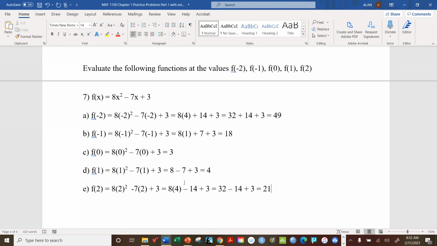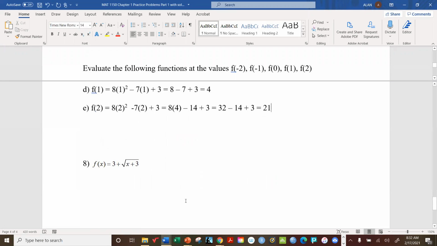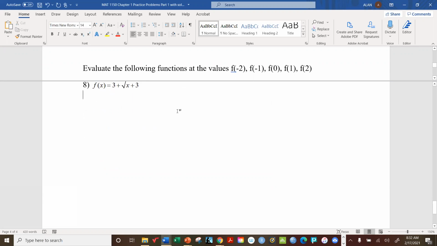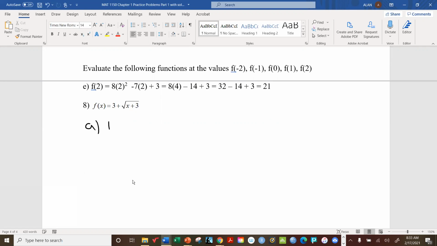All right, now the last one involves a radical, which is a little scary. So let's see. I'll do this one by hand. So we start out with three plus the square root of -2 plus 3. Oops.